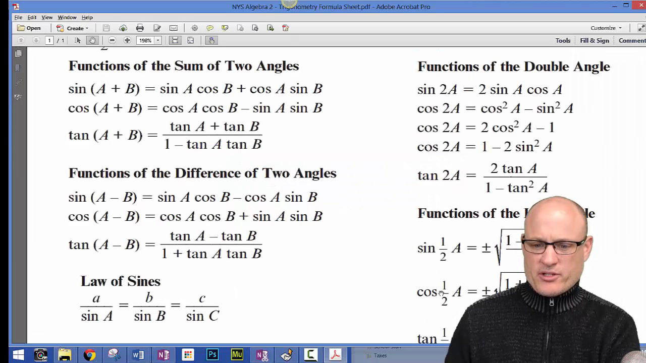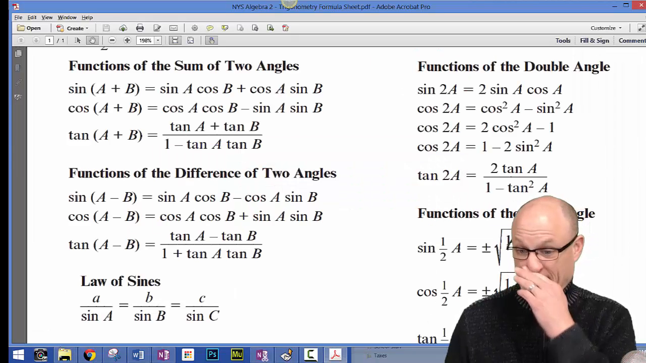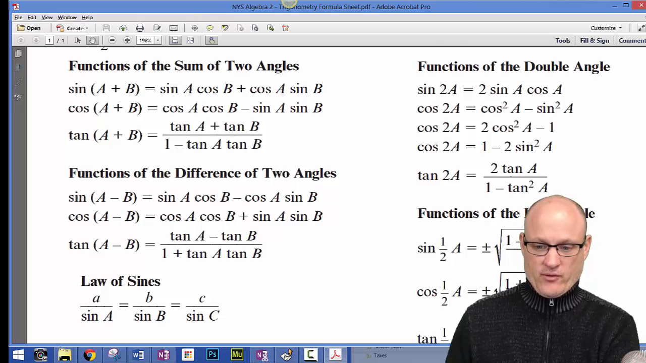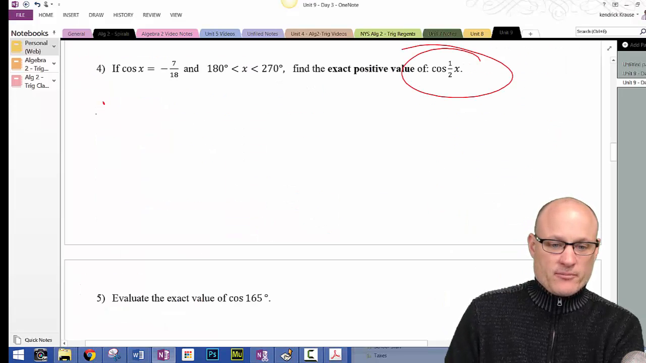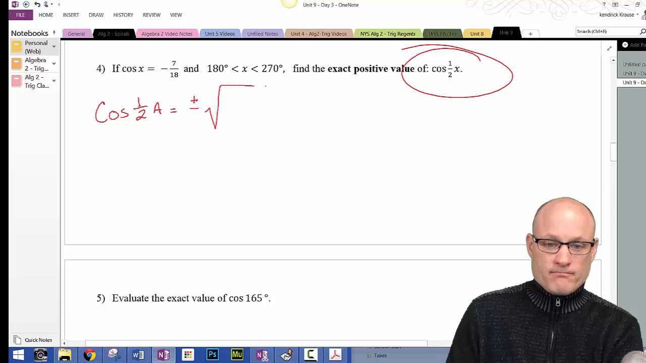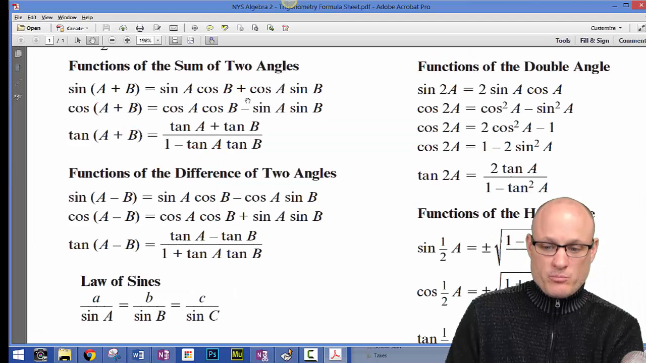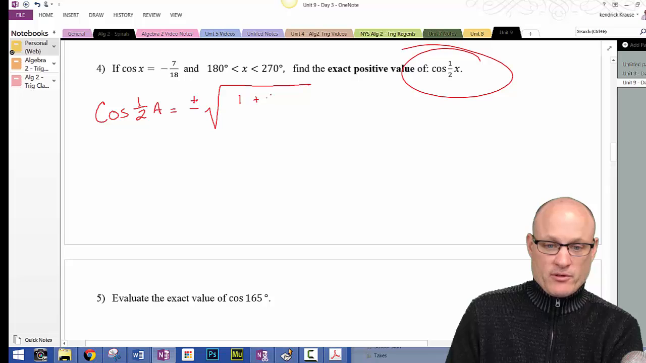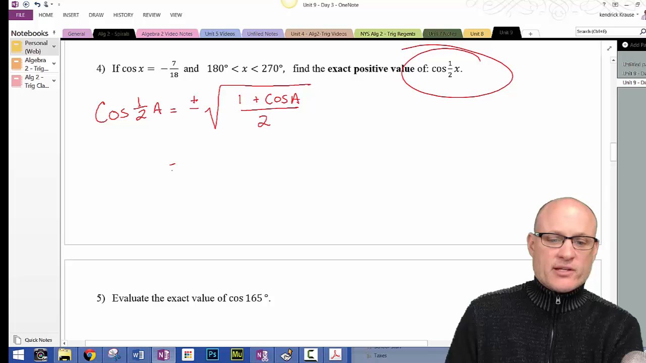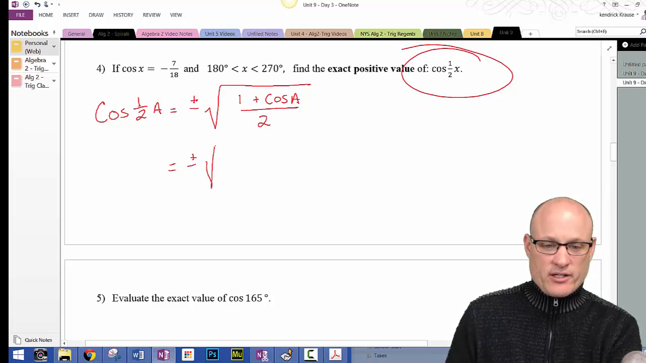If I look up my formula sheet, cosine of 1/2 A is plus or minus the radical of 1 plus cosine A, over 2. So I bring that formula over here. Cosine 1/2 of A is equal to plus or minus the square root of 1 plus, notice it was plus, cosine A over 2. Now, the one thing that some of you are having a hard time with, and you're really starting to irritate me because I've only said it like a million times this year: substitute in using parentheses.